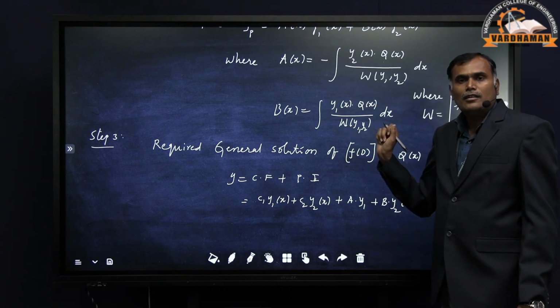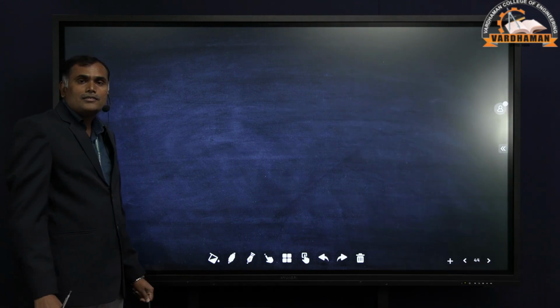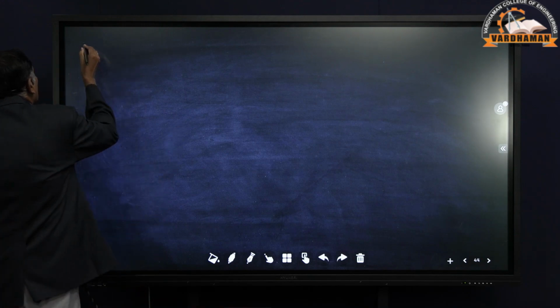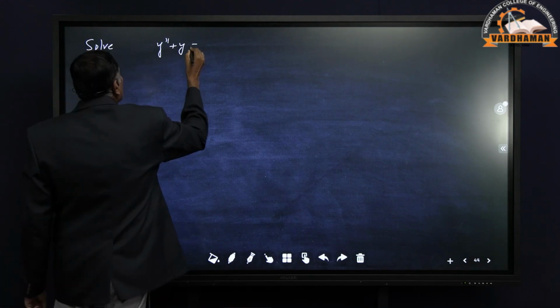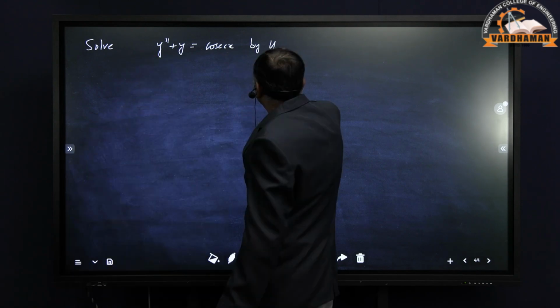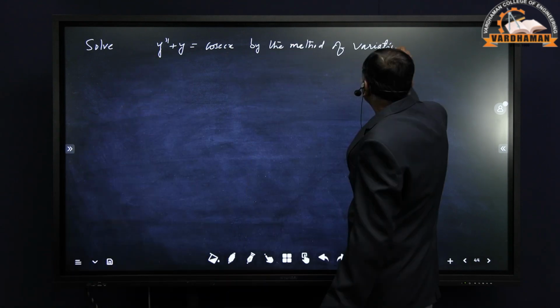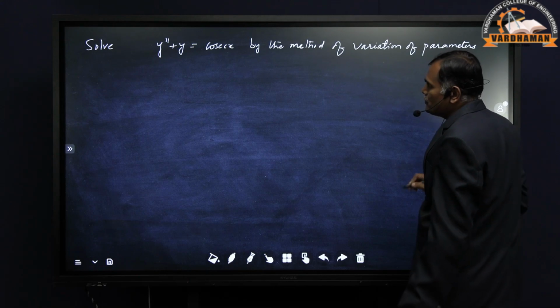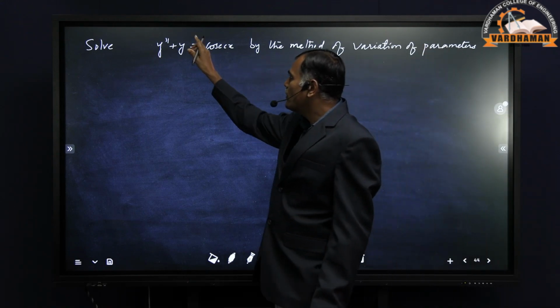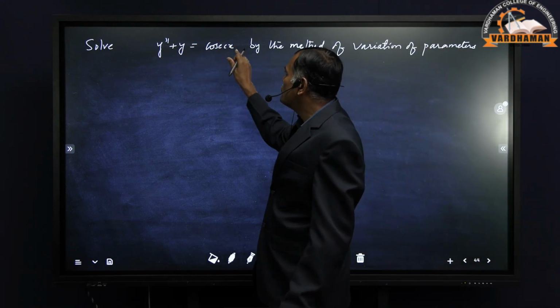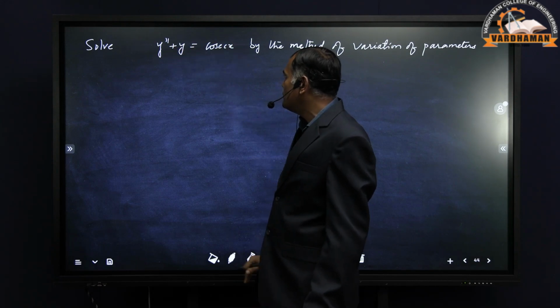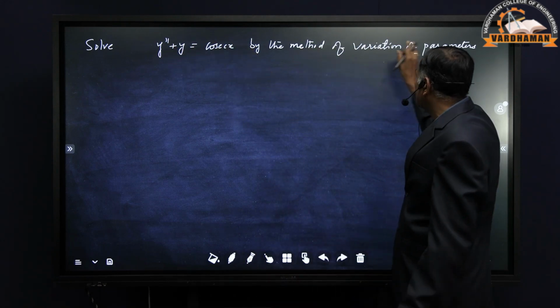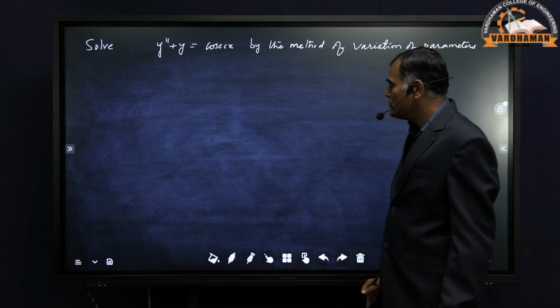Now let us discuss an example. Solve y double dash plus y equals cosecant x by the method of variation of parameters. Now this is the given problem. Clearly it is a non-homogeneous linear differential equation with constant coefficients. Now let us find the solution of this one by the method of variation of parameters.